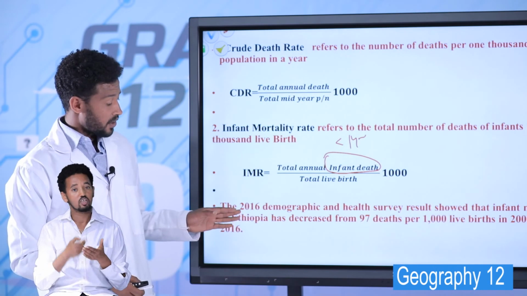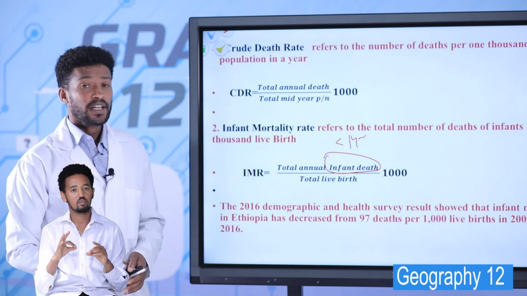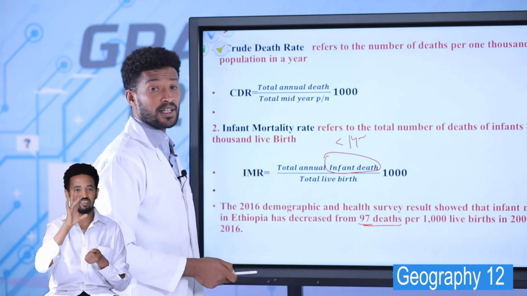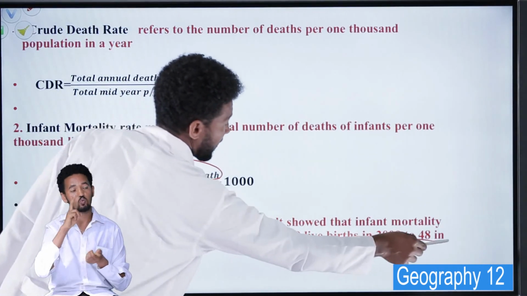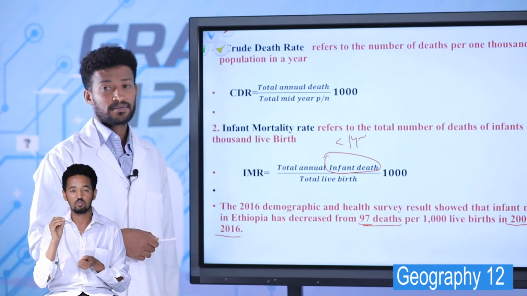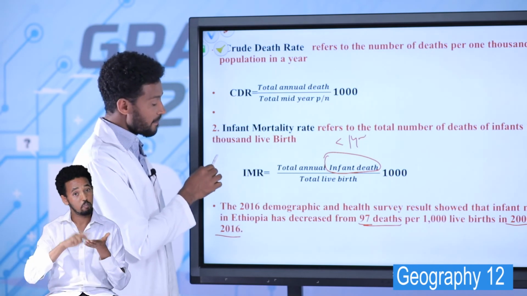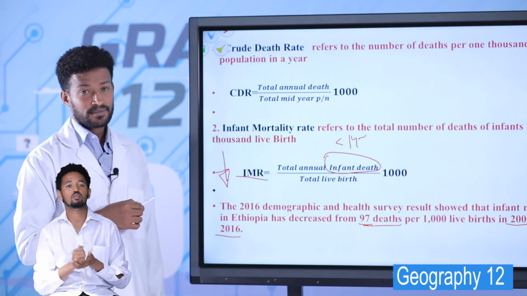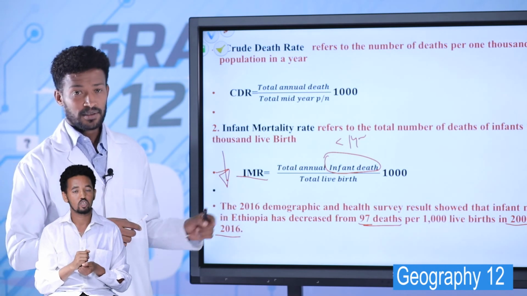According to the 2016 Demographic and Health Survey results, infant mortality rate in Ethiopia has decreased from 97 deaths per 1,000 live births in 2000 to 48 in 2016. This is a great change. This means the infant mortality rate is decreasing from 2000 to 2016.